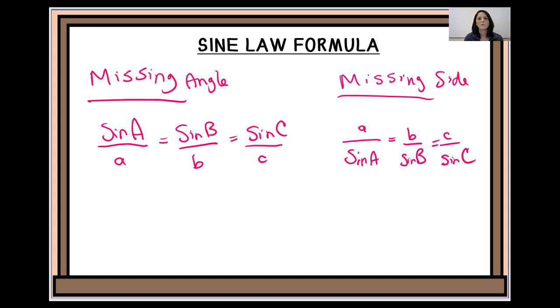So the other thing that we observed in the previous two examples is that we had an angle, side, angle, and the other option was angle, angle, side. In those two cases, we are going to use the sine law formula. Okay, let's take a look at labeling triangles.